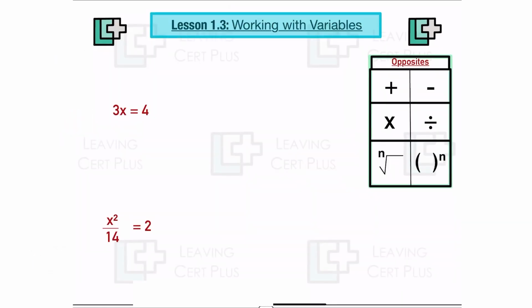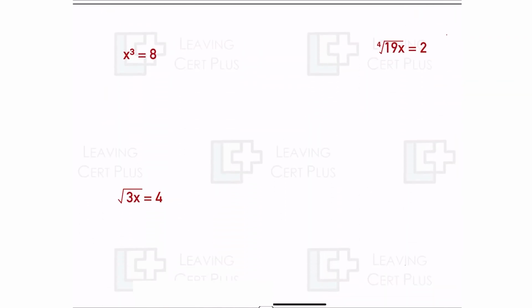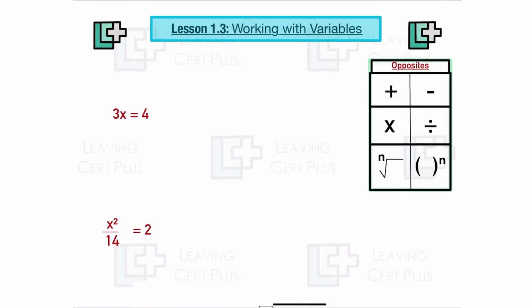This is lesson 1.3, one of the most important lessons of this video tutorial series. We're focusing on working with variables, which is basically trying to isolate this x. So we're going to do a lot of these questions, and we're just going to try to isolate that x. So first of all, let's look at the opposites table.